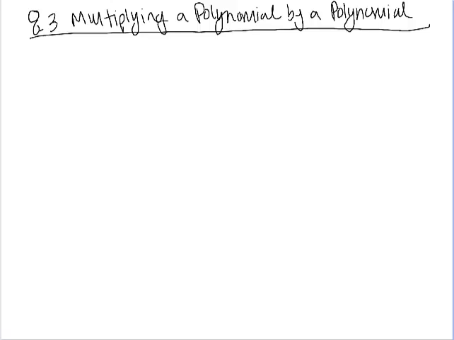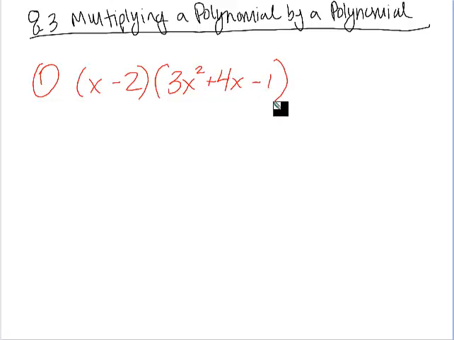So, for example, let's see, the quantity x minus 2 times the quantity 3x squared plus 4x minus 1. Should probably write this out. It'd be a really great example to look back at and follow.